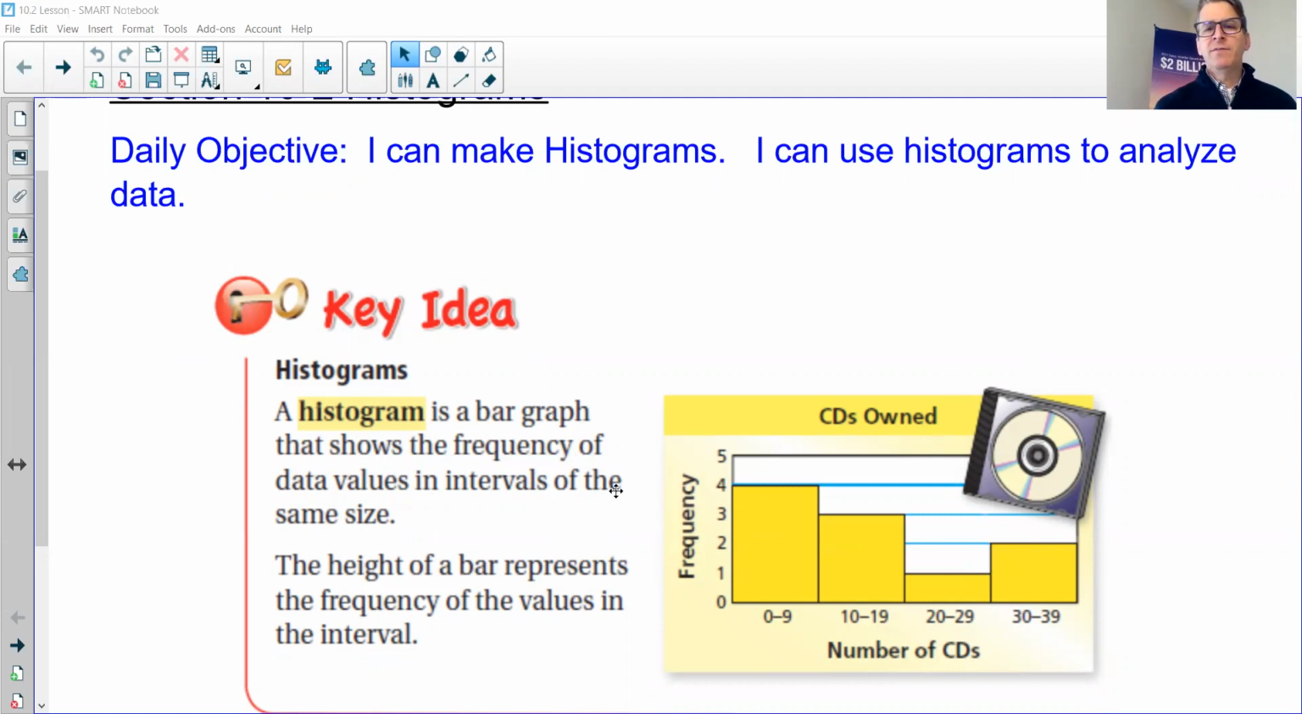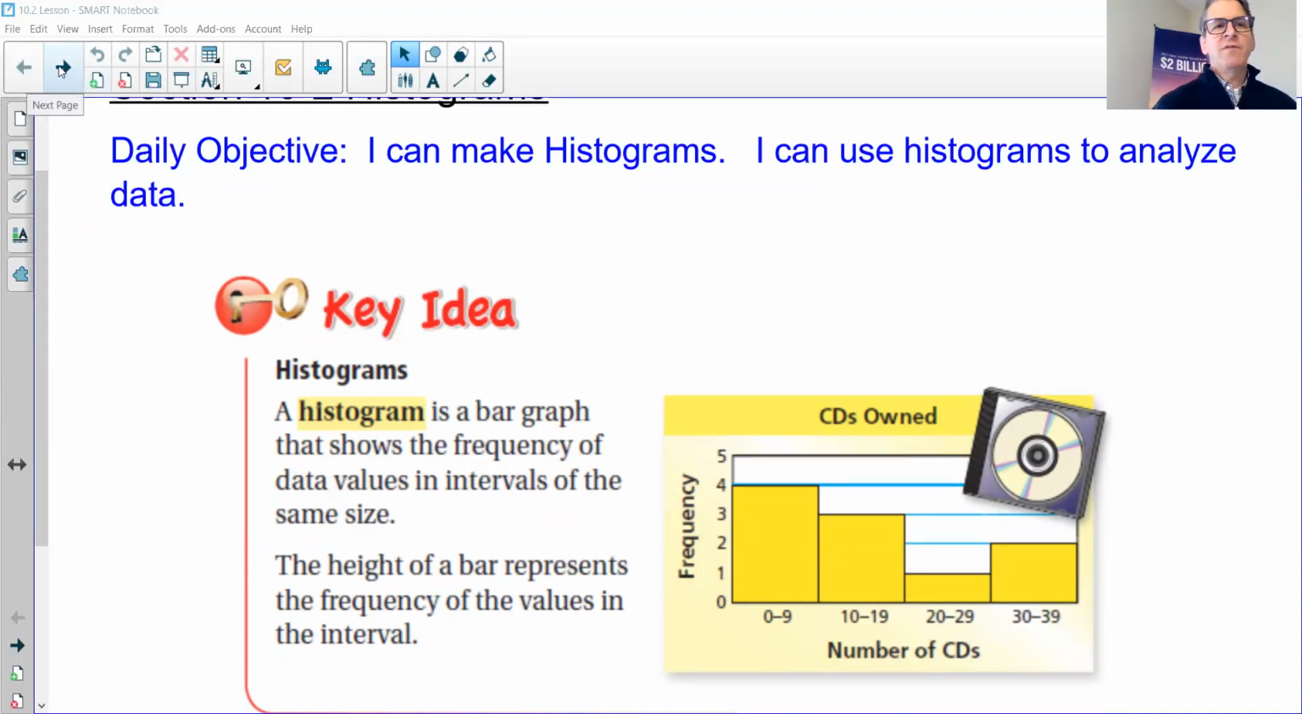Okay, so here's the frequency, the y-axis. 0 to 9 CDs, we got 4. 10 to 19, we have 3 of them. 20 to 29, we have 1. 30 to 39, we have 2 for this histogram. So the height of a bar represents the frequency of the values in the interval, and the intervals are the same size.